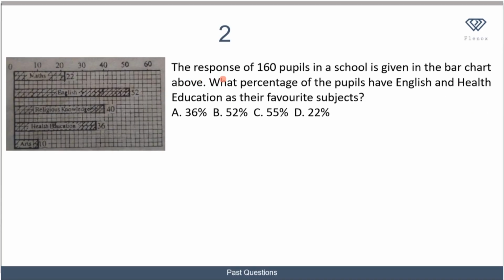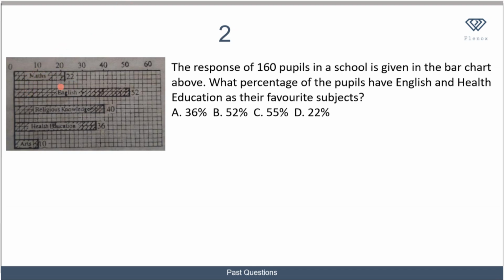And here we are told that the response of 160 pupils in a school is given in the bar chart above. What percentage of the pupils have English and health education as their favorite subject? Now, I'm sorry for this diagram that is quite blurred, and you should not be confused by the orientation. It has just been inverted, but it's still the normal bar chart that you are familiar with.